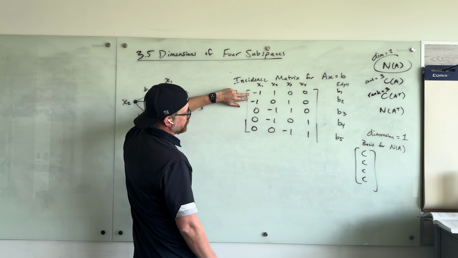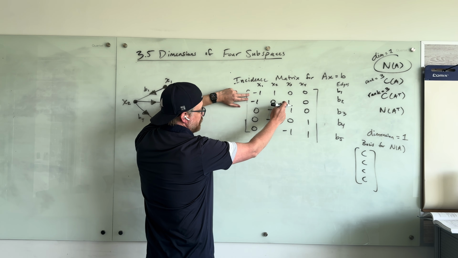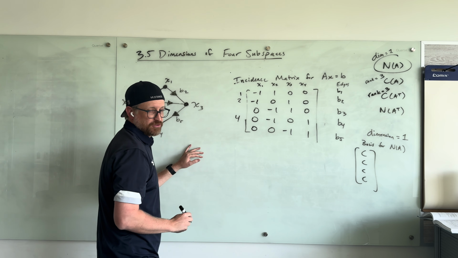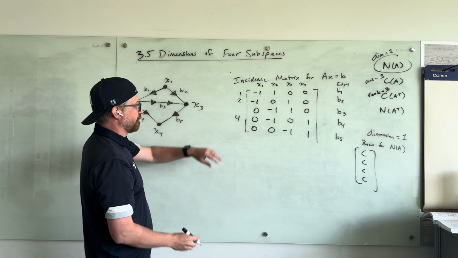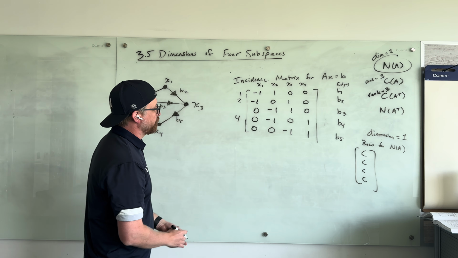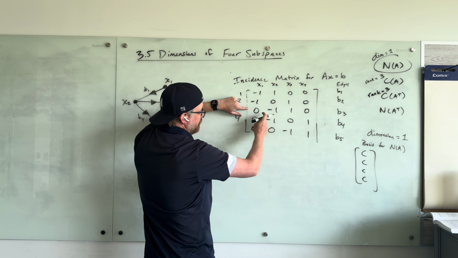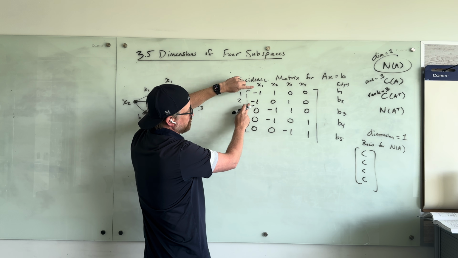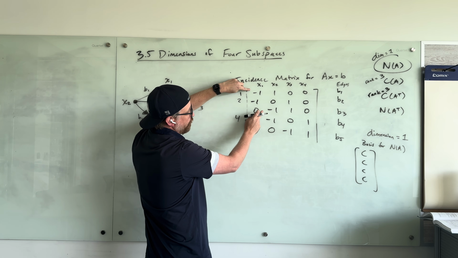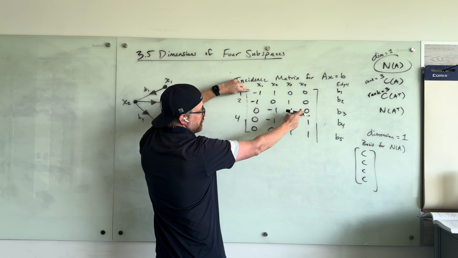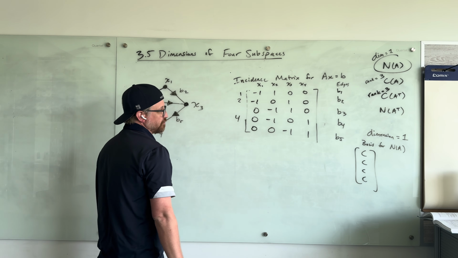I'm going to take the first 2 because of the 0 and the 1, and the 4th. So I'm going to take 1, 2, and 4. We'll take those rows. And that's what's going to form the basis for the row space. One of the ways to see how this is dependent is that I can take row 2 minus row 1, and that would form row 3. So this is a linear combination of the previous 2.